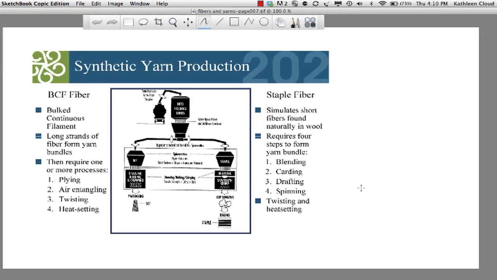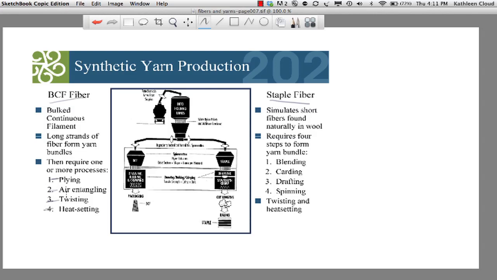This diagram shows the processes for two different types of nylon fibers, the BCF fiber versus the staple fiber. Both begin by being extruded. Basically, they both start out the same way, but as you can see here, after extrusion, they go through different processing. BCF is produced in yarn form, long strands of fiber that form into yarn bundles. Then one or more processes are required. You have plying here, air entangling, twisting, and heat setting, which we'll talk about later.